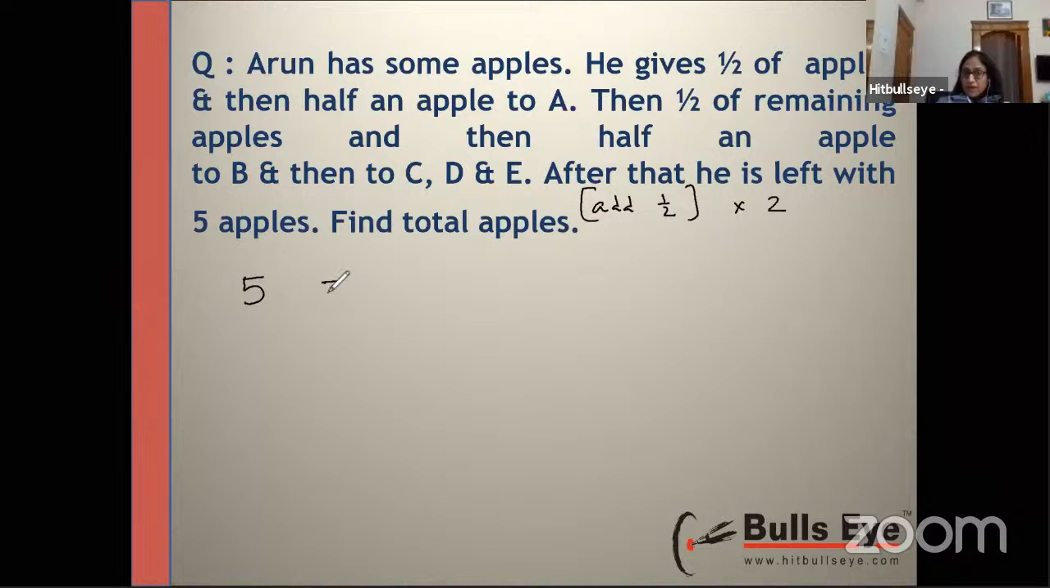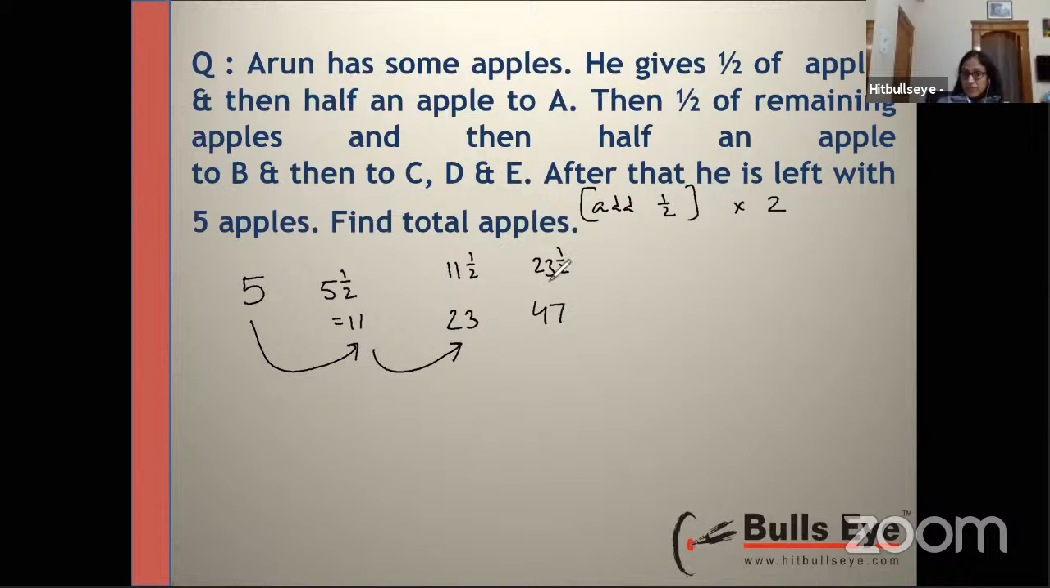So I added half to it, 5 and a half, and then double of 5 and a half. Double of 5 and a half will be 11. So the first answer came out to be 11. Then add half to it, make it 11 and a half. What is double of 11 and a half? It's going to be 23. So the next answer was 23. Then 23 and a half. What is double of 23 and a half?